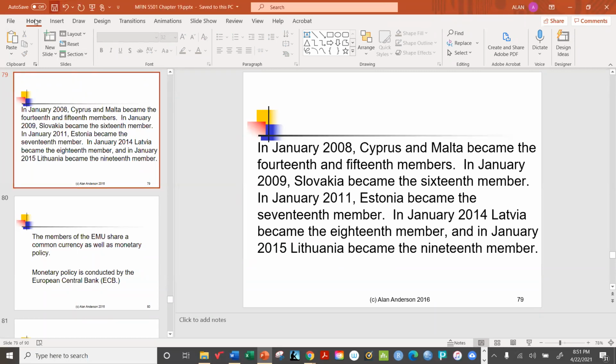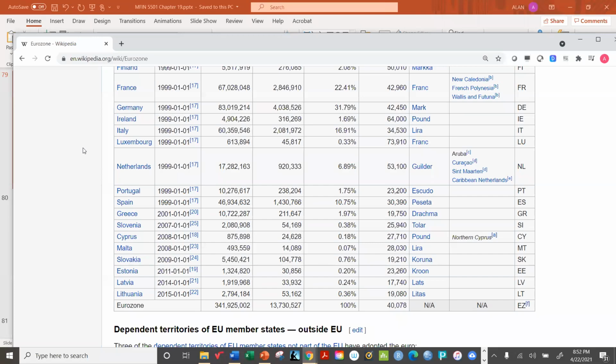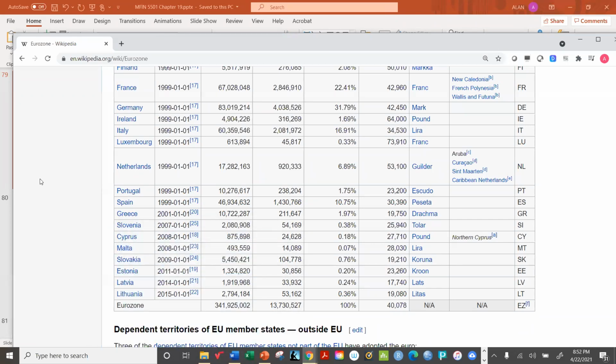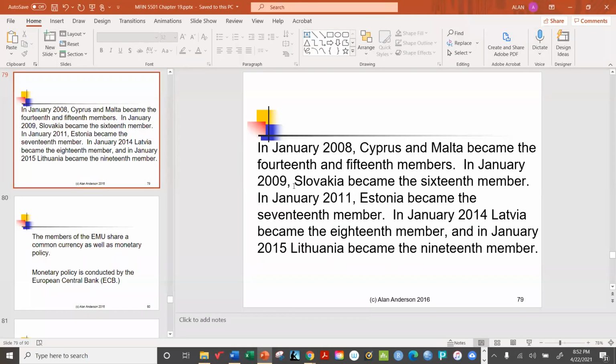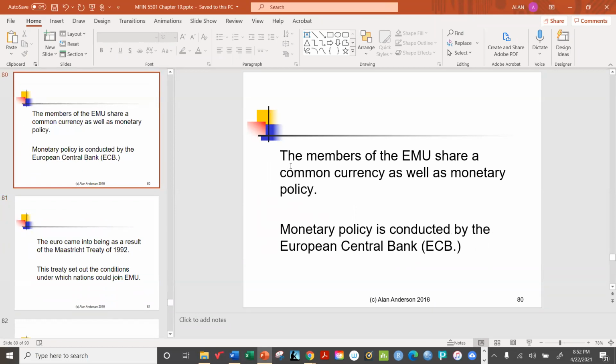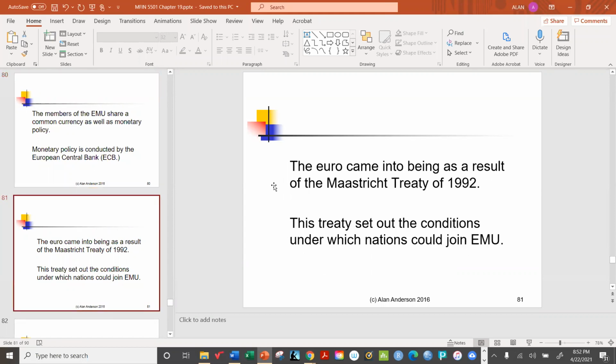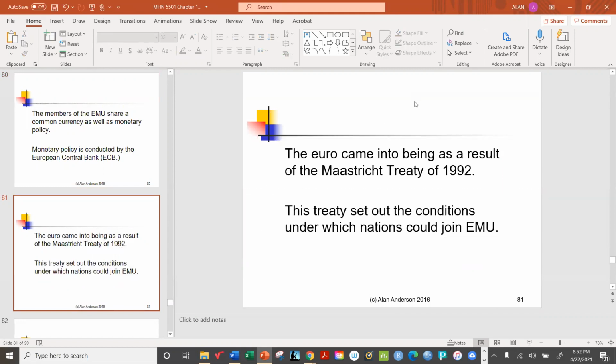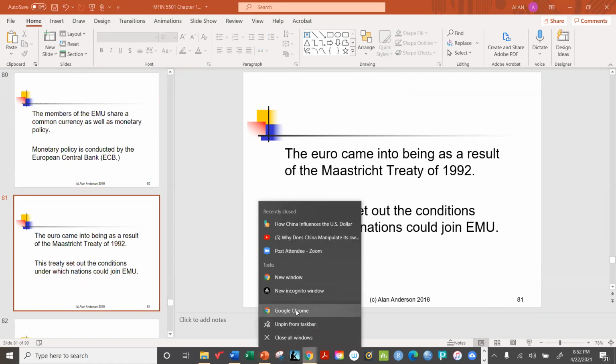There may not ever be any new members. We don't know. And in fact, there have often been rumors that some of these countries might actually have to leave, Greece in particular, but also Italy, Ireland, Portugal, and Spain. There have been rumors about them too. Let's see. So the members share a common currency as well as monetary policy, which is carried out by the European Central Bank in Brussels. And this all came about as a result of a treaty called Maastricht, which set out the conditions under which the countries could join the EMU. Now, Maastricht, I think, is in the Netherlands. Let me confirm that.